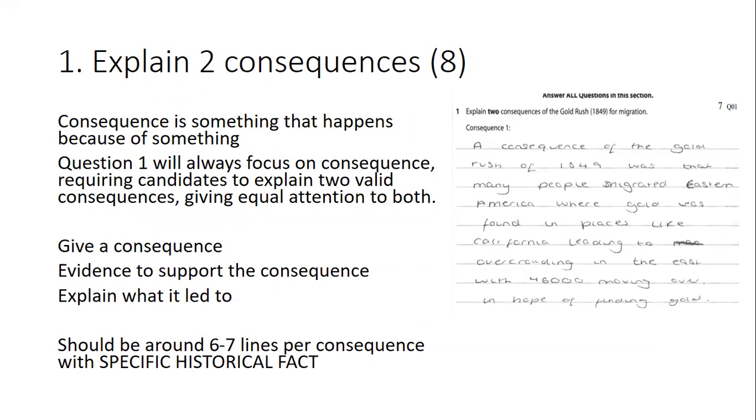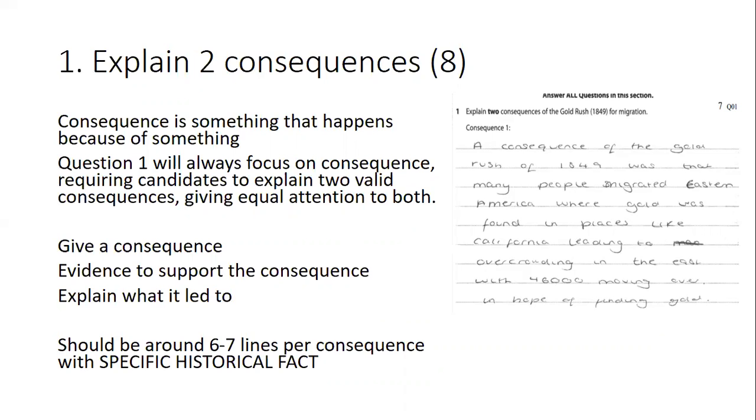Now, this requires you to explain 2 valid consequences, giving equal attention to both, which means you can't just do 10 lines on the first consequence and 3 on the second. It's got to be specific. Roughly, I think you should aim for 6-7 lines per consequence with a specific historical fact. This is how I think you should do it.